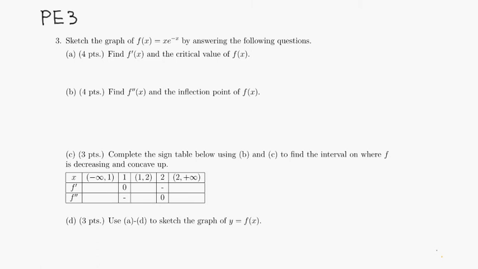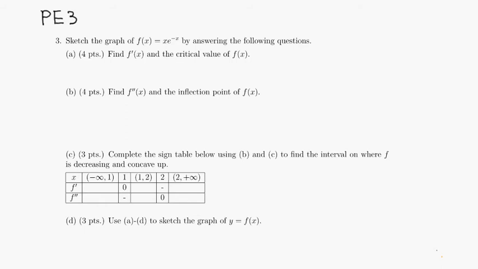Alright, let's look at practice exam 3, problem number 3. We want to sketch the graph of f of x equals x e to the negative x, by answering the following questions. Part A: find f prime of x and the critical value of f of x. So let's do that.